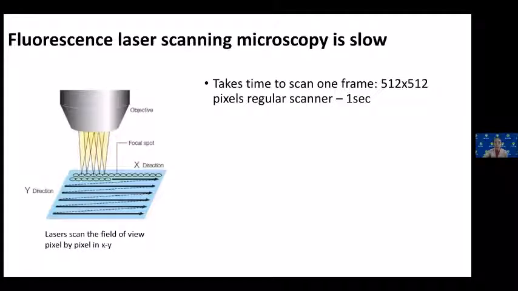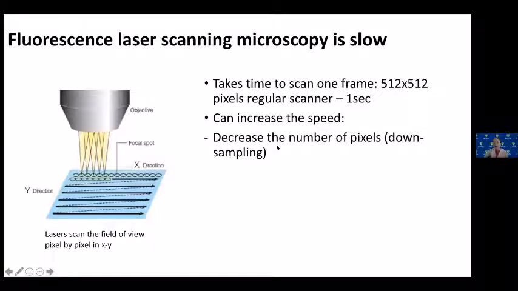Camera imaging would be just like an instant snapshot. But for our microscope, for your reference, a 512 by 512 pixel image with what I call the regular scanner on our system takes 1 second. So imagine that if we have many different Z depths, it will take very long to shoot a 3D image.